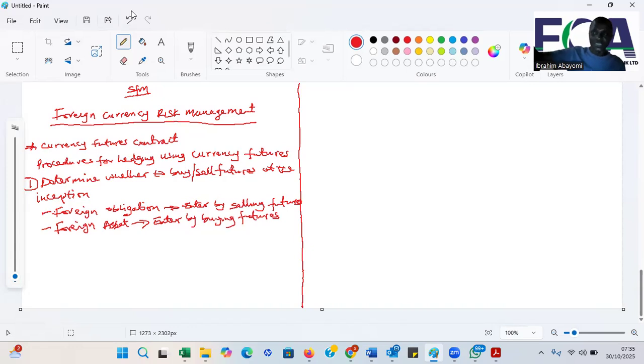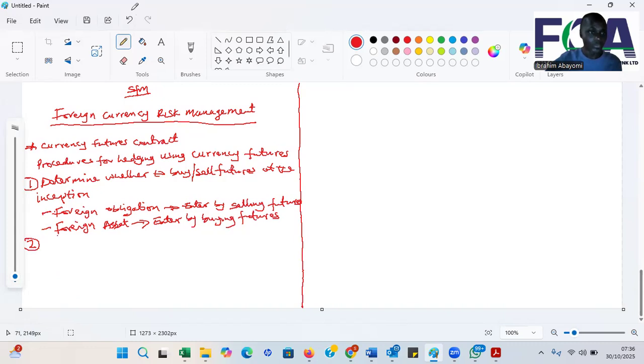However, in the spot market, you'll be making a loss. The profit you make in the futures market will be used to offset your loss in the spot market.